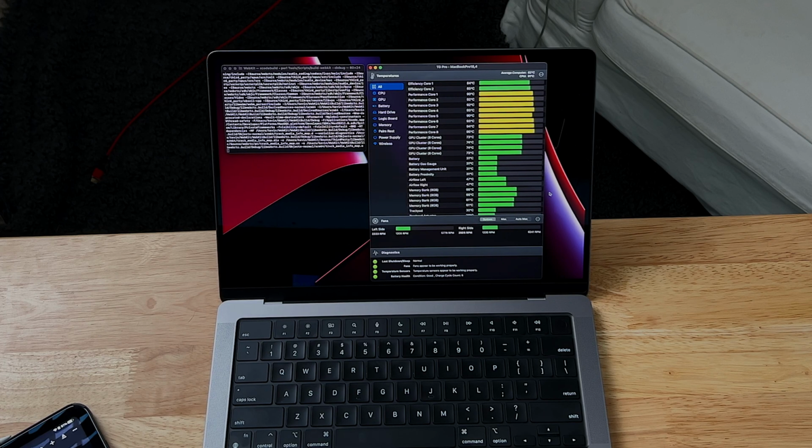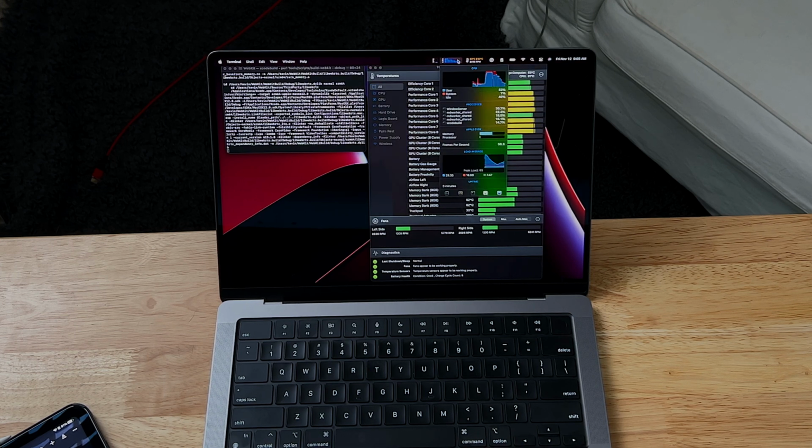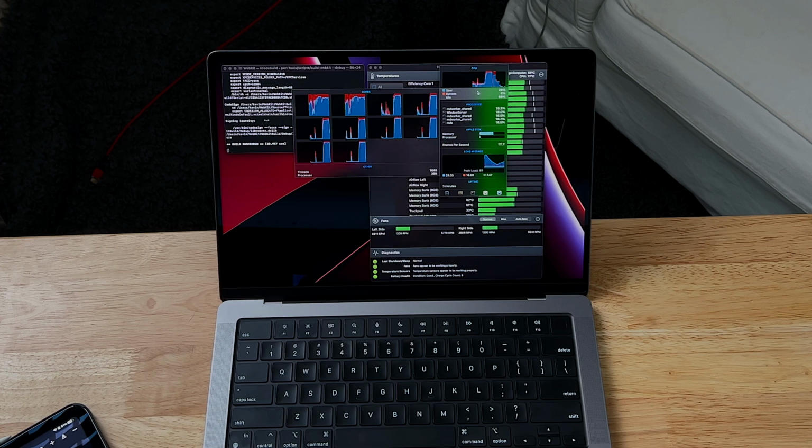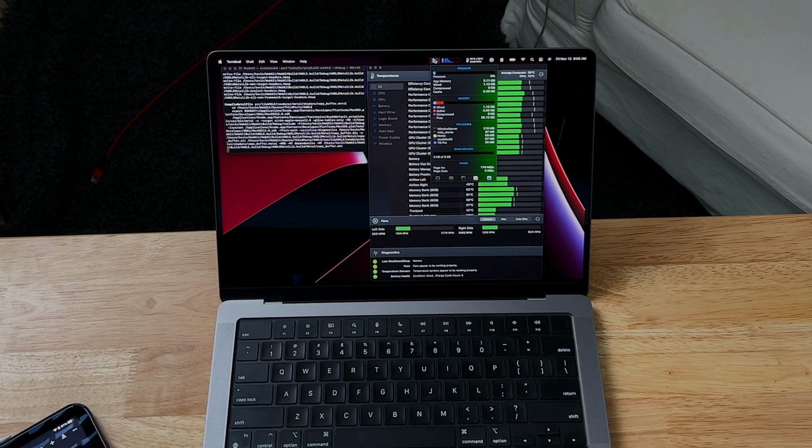All right, so we are not even a minute in, and performance cores are already up to 95 degrees Celsius. And of course, you can see the CPU, same deal here. Nothing's different, not that I can see. And obviously going back to the RAM, I'm just showing you the RAM. There's no pressure there.